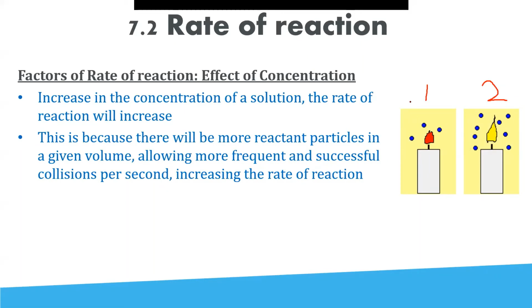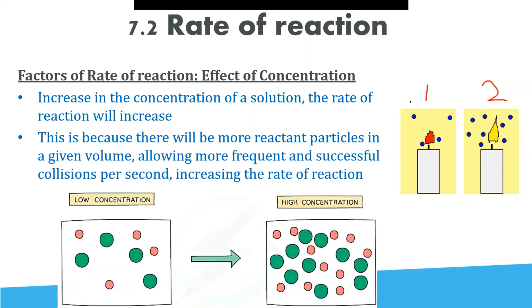So in this example, there will be more oxygen in diagram 2. Since there is more oxygen, the flame burns brighter, allowing more frequent and successful collisions. When there are more particles, there will be more frequent collisions, right? More frequent collisions means more chance of successful collisions. More successful collisions means more reaction is going on, which means the rate of reaction is increasing. So low concentration and high concentration, that is the difference.